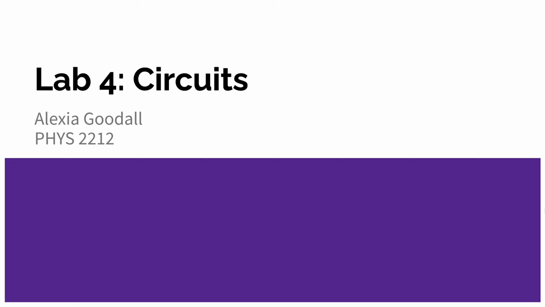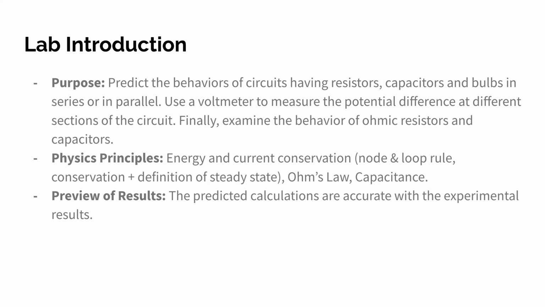My name is Alexia Udol, and today I'm going to present to you Lab 4 Circuits from Physics 2212. The purpose of this lab was to predict the behaviors of circuits having resistors, capacitors, and bulbs in series or in parallel, using a voltmeter to measure the potential difference at different sections of the circuit, and finally, examine the behavior of ohmic resistors and capacitors.